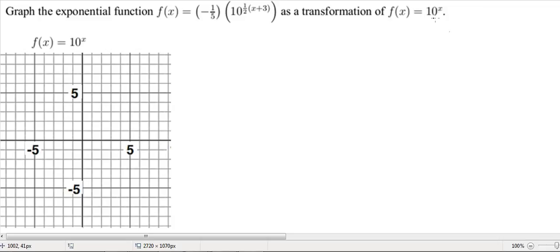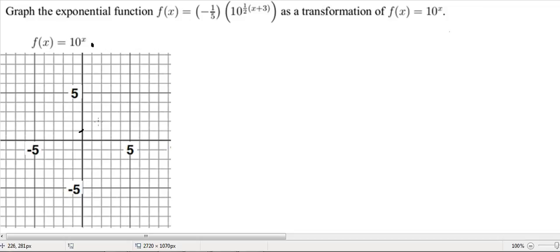So when x equals 0, that'll be 10 to the 0 power, which is going to equal 1. So our ordered pair will be 0, 1. So we'll go ahead and put a dot in at 0, 1. And then we're going to think about when x equals 1. When x equals 1, it'll be 10 to the first power, which is 10. So our ordered pair would be 1, 10. So let's see if we can do this. 1, 5, 6, 7, 8, 9, 10 is going to be in this neighborhood somewhere here.